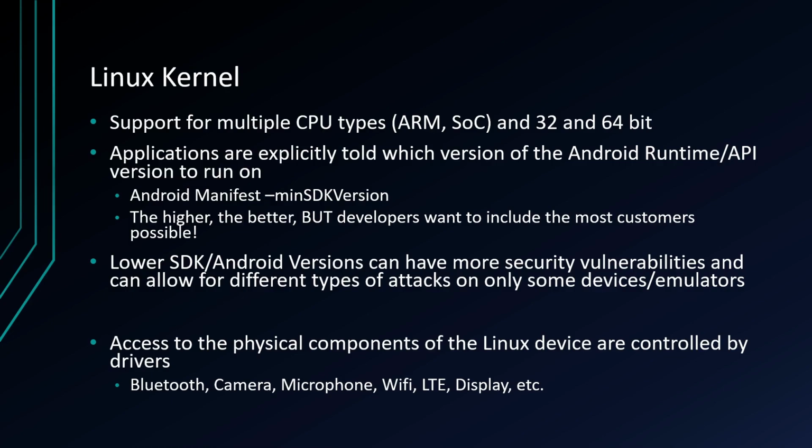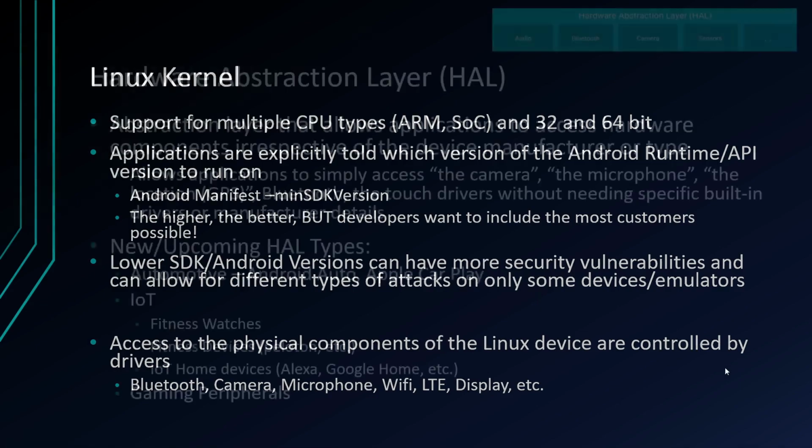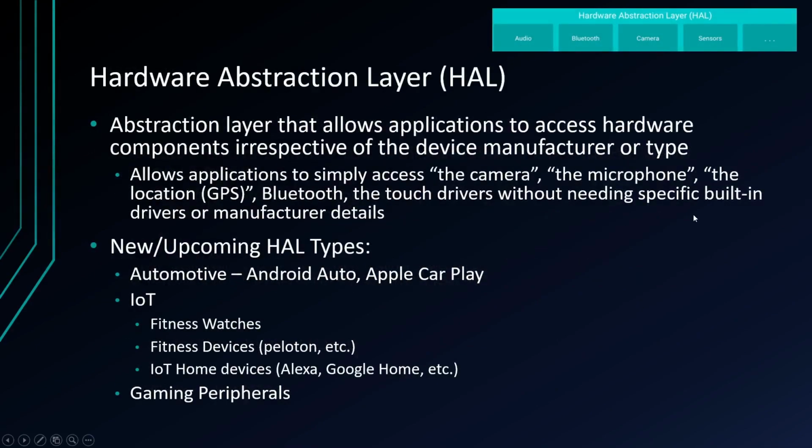Applications are explicitly told which version of the Android runtime to run on. So in our AndroidManifest.xml, when we get to static analysis, we'll talk about the minSdkVersion. This determines what versions of the Android API or operating system our application can run on. From a security perspective, as seen in the Linux kernel picture, the higher the API version, the better, since we're building on the experience of the Android operating system.